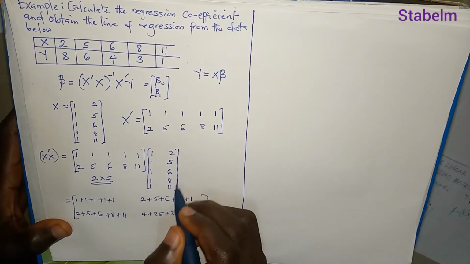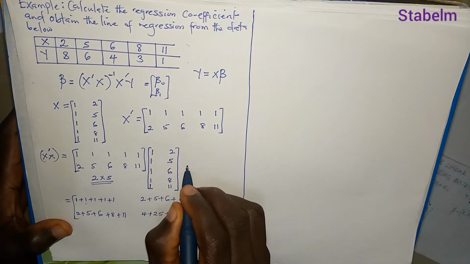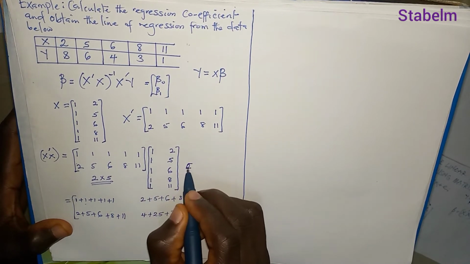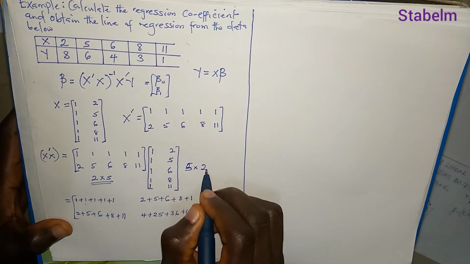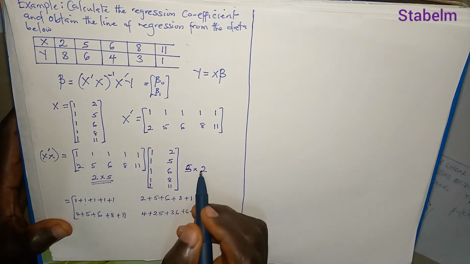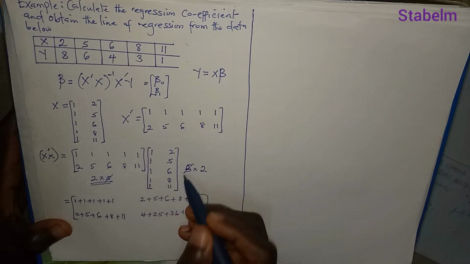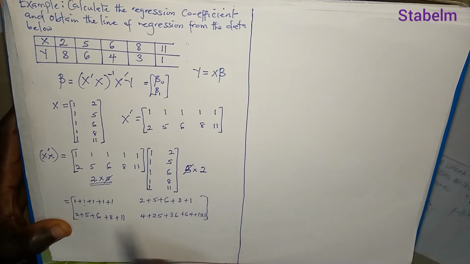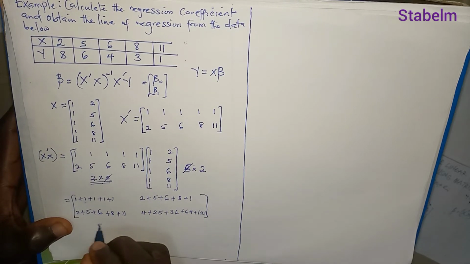And here, what matrix do we have? We have 1, 2, 3, 4, 5, so we have 5 rows, multiplied by how many columns? 2 columns. You can see that the 5 here and the 5 here will be equal. So we have a 2 by 2 matrix, and that is all we have here: 2 rows and 2 columns. So this matrix here is going to give us this.